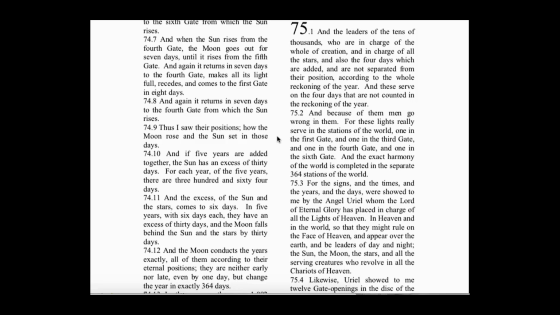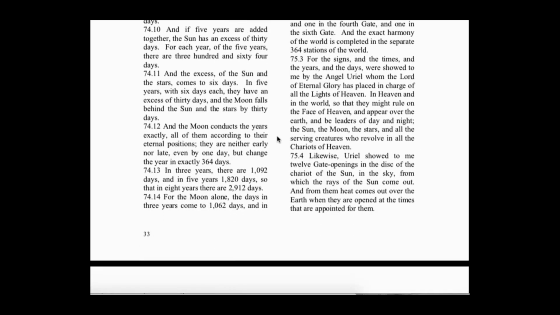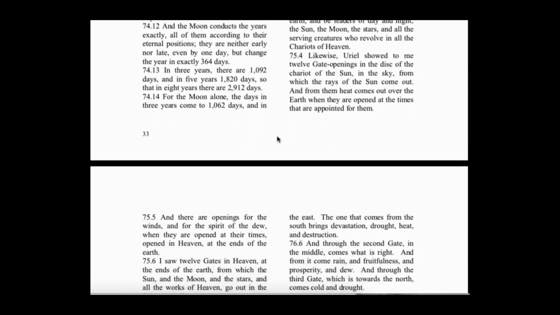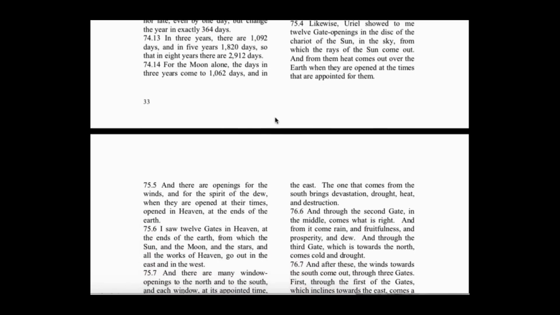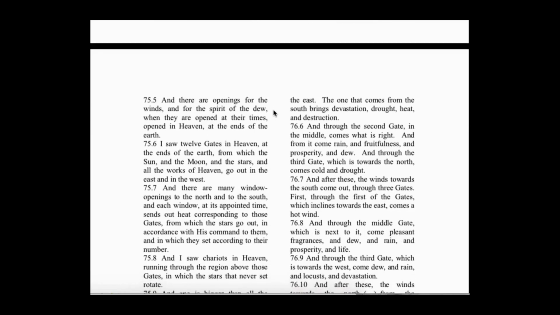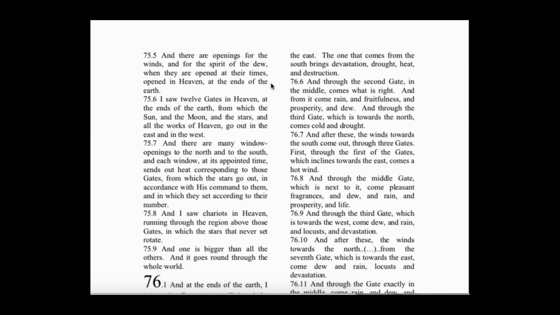Likewise, Uriel showed to me 12 gate openings in the disk of the chariot of the sun in the sky, from which the rays of the sun come out, and from them heat comes out over the earth when they are opened at the times that are appointed for them. And there are openings for the winds and for the spirit of the dew, when they are opened at their times, opened in heaven at the ends of the earth.